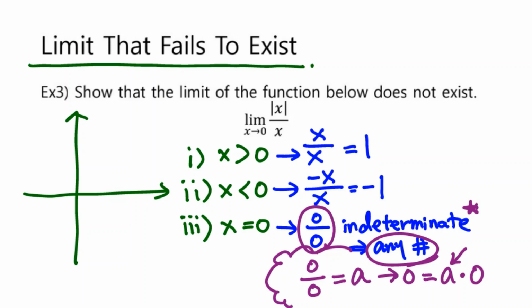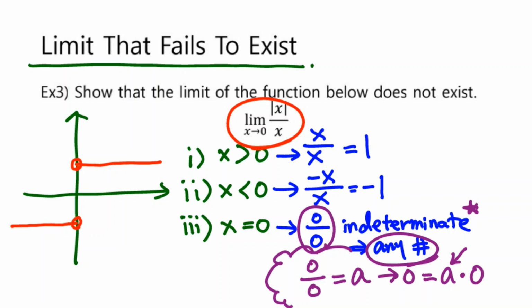Okay, now let's graph this function. So x greater than 0, that's 1. x less than 0, that's negative 1. And x equal to 0, that's indeterminate. In this case, we're just going to leave it as a hole, okay? Because sometimes it's undefined. We're going to talk about it later. Okay, now, what's the limit of the function?